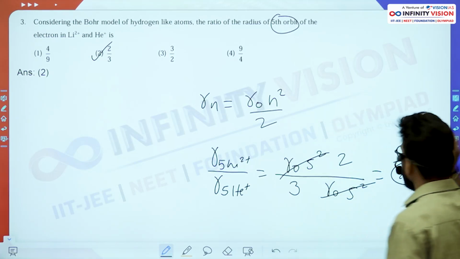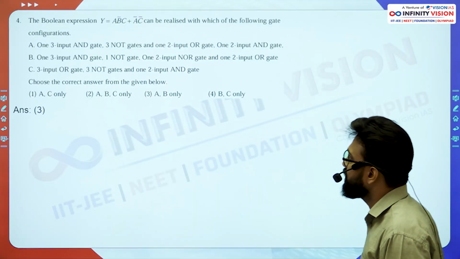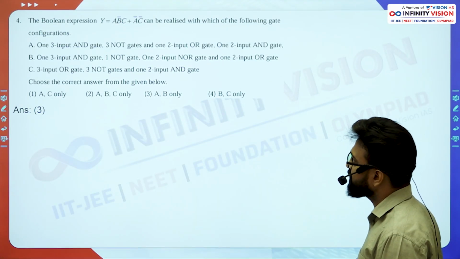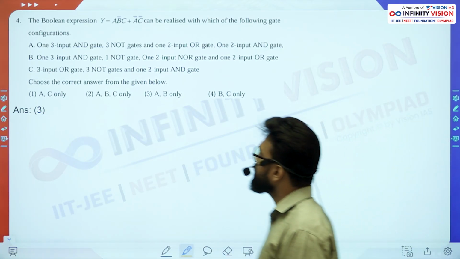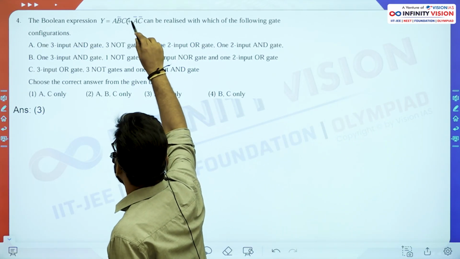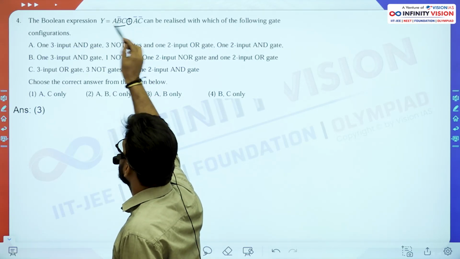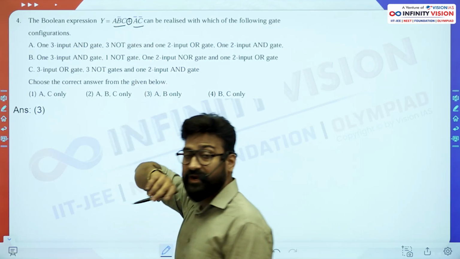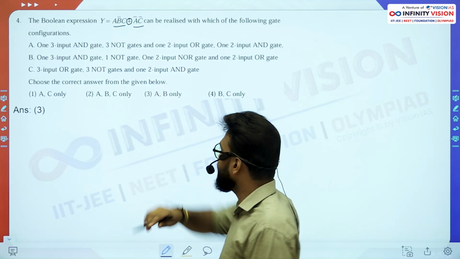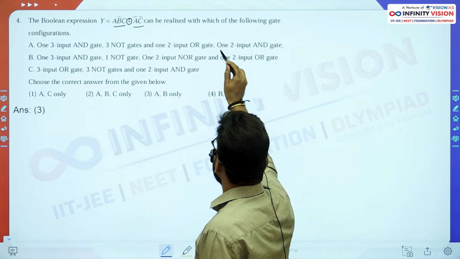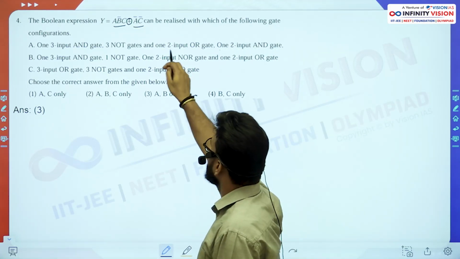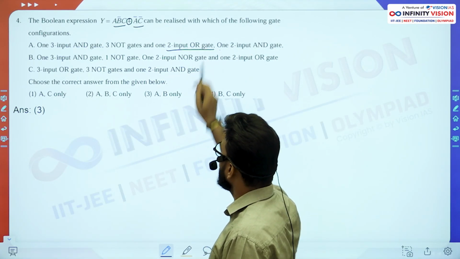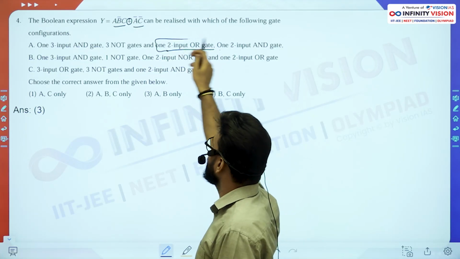Next, the Boolean expression Y is already given to you as this. It can be realized with which of the following configurations? As you can see, this is an OR symbol, so it would have 1 or 2 inputs. At least you will need a 2-input OR gate.